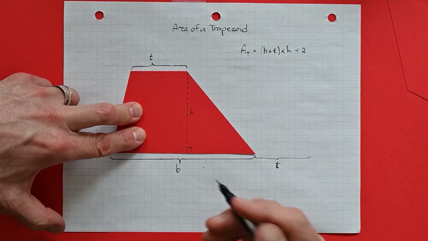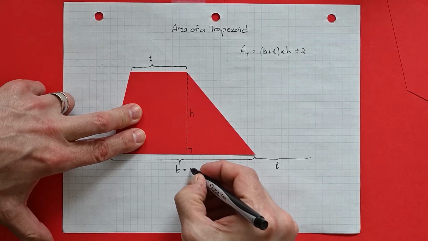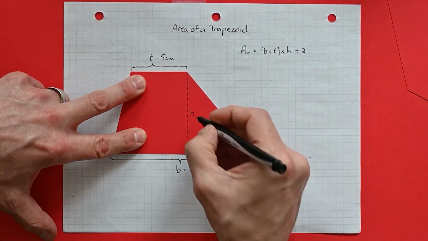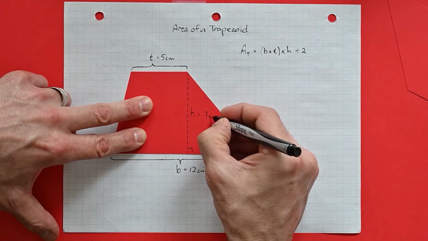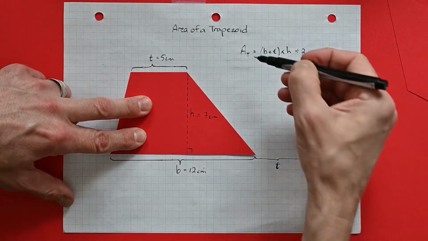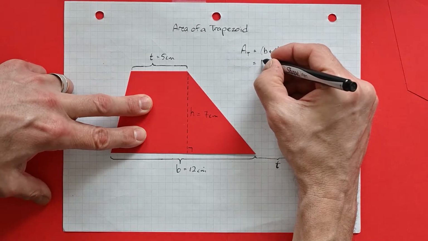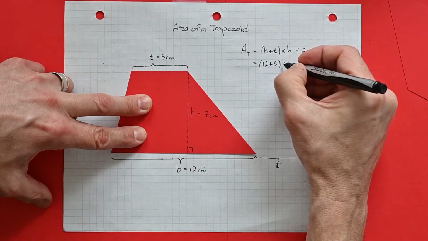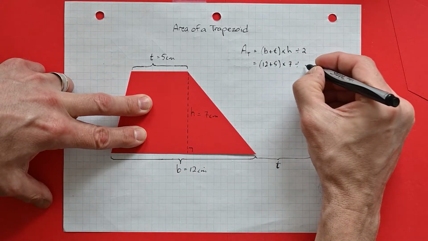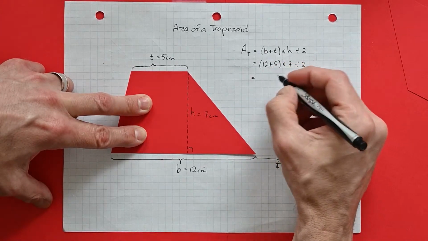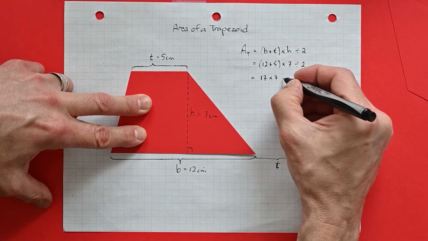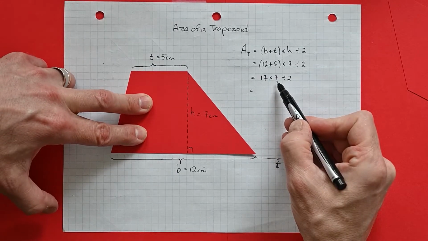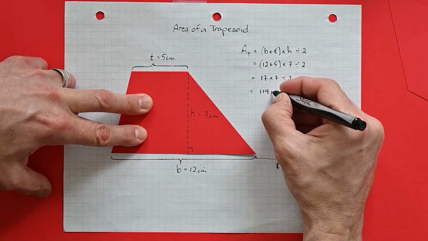So to take an example, let's imagine that the base in this case was 12 centimeters. And let's imagine that the top was 5 centimeters and that we had a height of 7 centimeters. Then we do our usual formula and then substitute. So b becomes 12 plus a t of 5, all multiplied by an h of 7, and then divide by 2. So the 12 plus 5 gives us 17, which has to be multiplied by 7 and then divided by 2. 17 times 7 is 70 plus 49, which is 119, which has to be divided by 2.